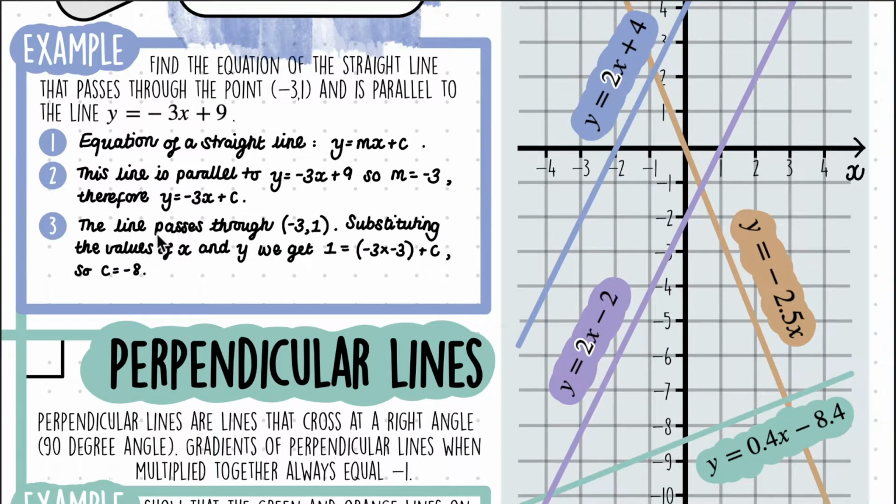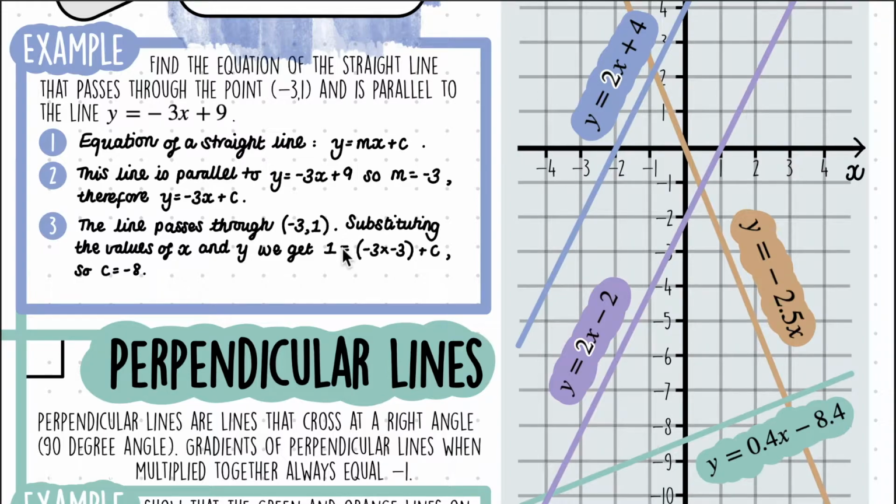So here we go. The line passes through the point -3, 1. Substituting the values of x and y, we get 1 is equal to (-3) times (-3) plus c. How we've got to this is we've taken this equation here. We've gone, y is equal to 1, so we can substitute a 1 there. And we know this x here is equal to -3, so we can put a -3 here. So this thing becomes -3 times -3, and that's how we get to this point here. So we get 1 is equal to (-3) times (-3) plus c. So this becomes 1 is equal to 9 plus c.